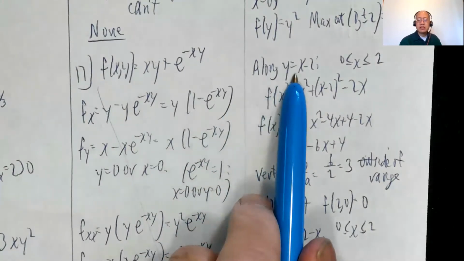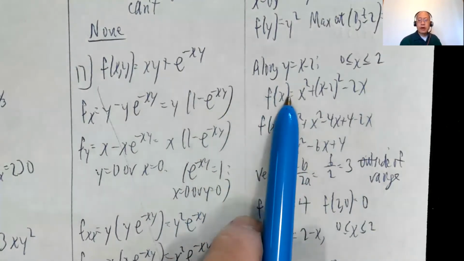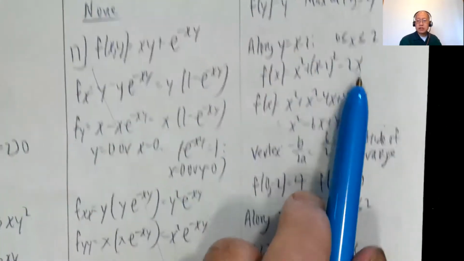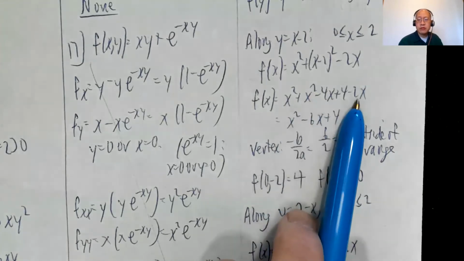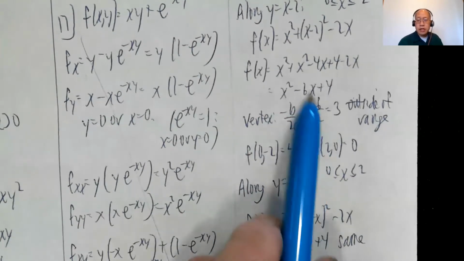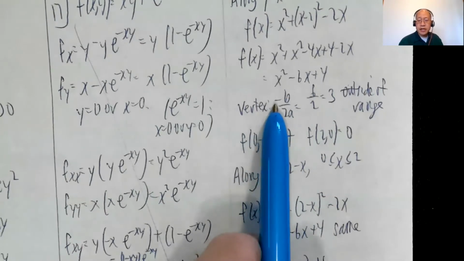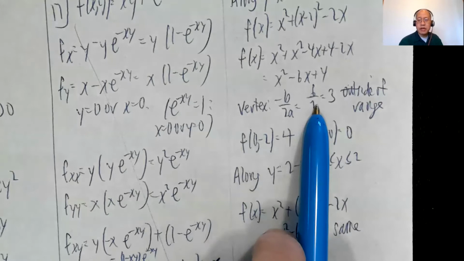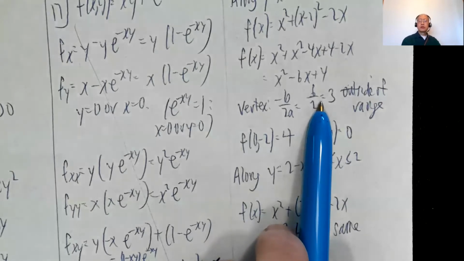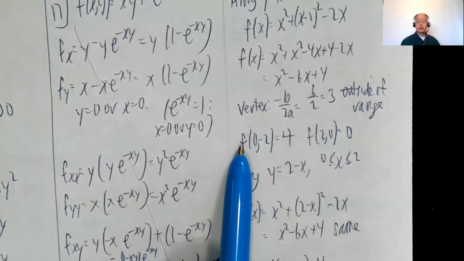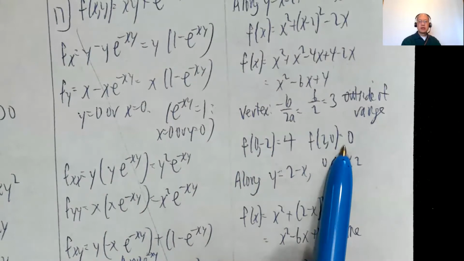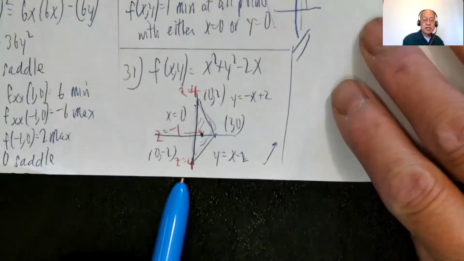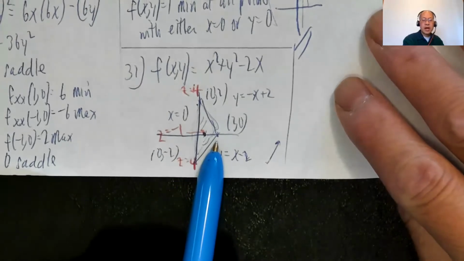Okay, along y equals x minus 2, x goes from 0 to 2. So x squared plus y squared minus 2x. A little bit of algebra. x squared plus x squared minus 4x plus 4 minus 2x, or 2x squared minus 6x plus 4. Okay, I know that's parabolic. Vertex is at -b over 2a, 6 over 2, which is 3, but that's outside of my range. So the maximum or minimum might be at the endpoints. F of (0, -2) is 4, f of (2, 0) is 0. So the height right here is 4, and the height right here is 0. Height right here is already -1.